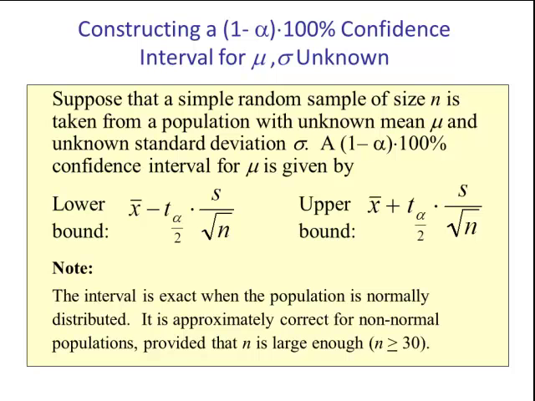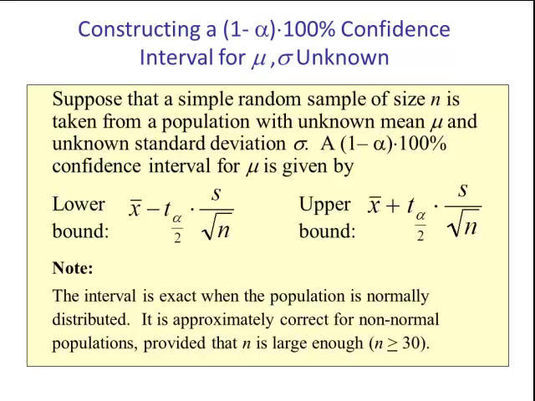It is approximately correct for a non-normal population provided that n is large enough, and our rule of thumb is n is 30 or more. If the sample size is less than 30, then we have to check to see if the original population is normal by using the probability plot in Minitab or the QQ plot in StatCrunch.